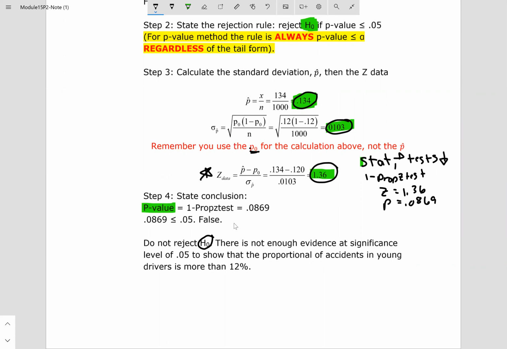So even though our sample statistic was more than 12%, this is just saying that that could just be an accident in the data, right? It's close enough using this p-value method that it could just be an accident in the data. We'll do some practice problems with the homework next.